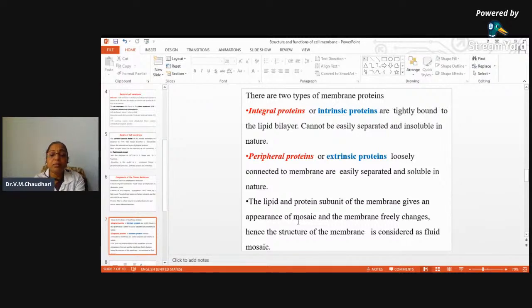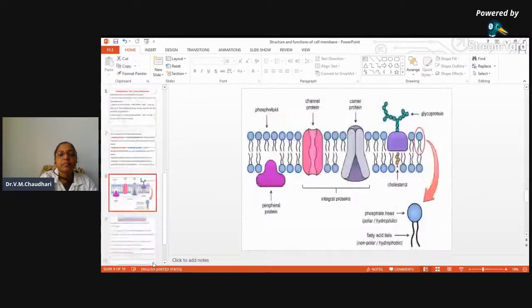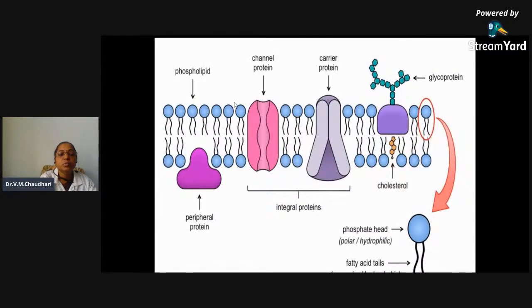Okay, and because the membrane proteins and lipids freely change in the membrane, the structure is known as the fluid mosaic model. So you see this diagram. What is the structure of the membrane? These are the phospholipids. These are the heads. See, this is the phosphate head. This is the fatty acid tail. The polar or hydrophilic head, and the fatty acid non-polar hydrophobic tail.